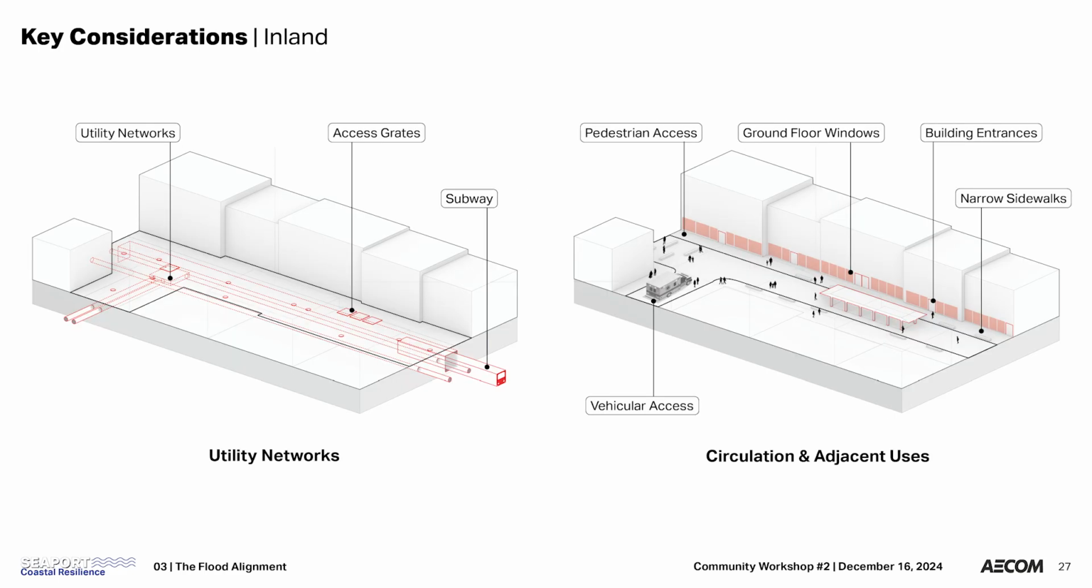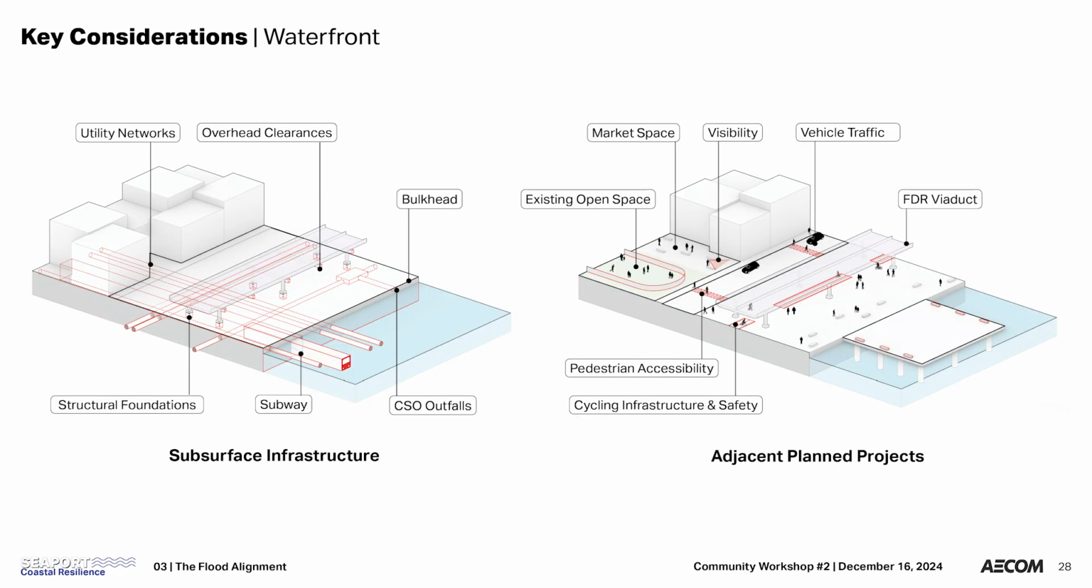So here are some of those. Goes without saying, I can go through these quite quickly. Utility networks, as you know, subway grades, circulation and adjacent uses, where are the main entrances of buildings, whether we have narrow sidewalks or wider sidewalks, pedestrian access, universal access, obviously. In the waterfront, the constraints are a little bit different.